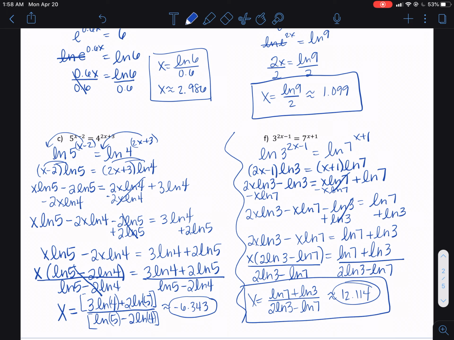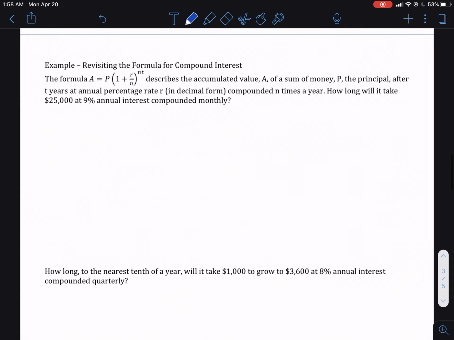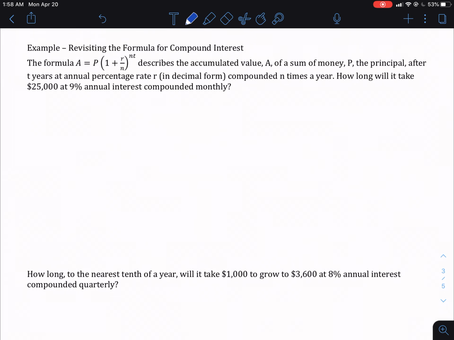All right, and looking at our next page, exponential equations. So we're revisiting our interest formulas. Remember the formula, A equals P times the quantity 1 plus r over n to the nt power. It describes the accumulated value A of the sum of money P, the principal, after t years at annual percentage rate r in decimal form, compounded n times a year. So, how long will it take $25,000 at 9% annual interest compounded monthly to double?